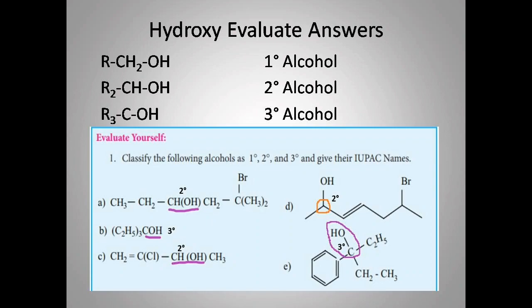Students, in this video we are going to see the hydroxy compounds evaluate answers inside the book. First of all, evaluate. For that one, 1 degree alcohol means it contains CH2OH and one alkyl group. 2 degree alcohol means it contains CHOH and two alkyl groups, and 3 degree alcohol means it contains COH and 3 alkyl groups.